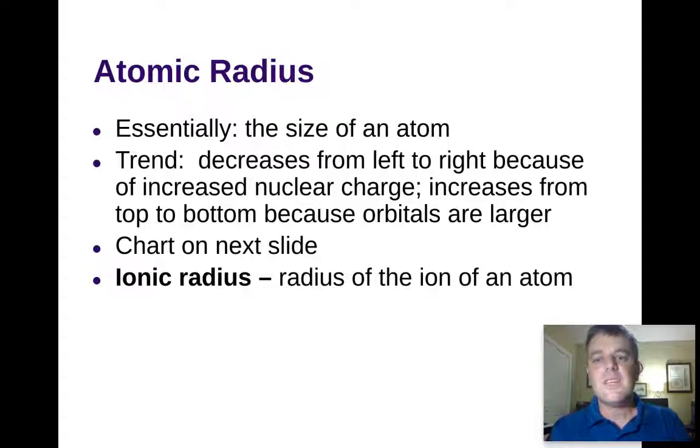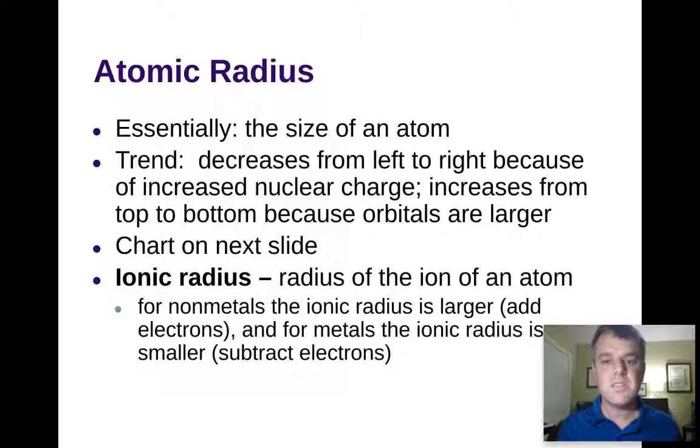Ionic radius is the radius of the ion of an atom. In other words, when it gains or loses electrons for making ionic compounds. For nonmetals, the ionic radius is larger because you've added more electrons into the electron cloud, and electrons repel each other. So if you put more electrons, they're going to try to spread further apart. And for metals, it's smaller because you've gotten rid of some electrons.